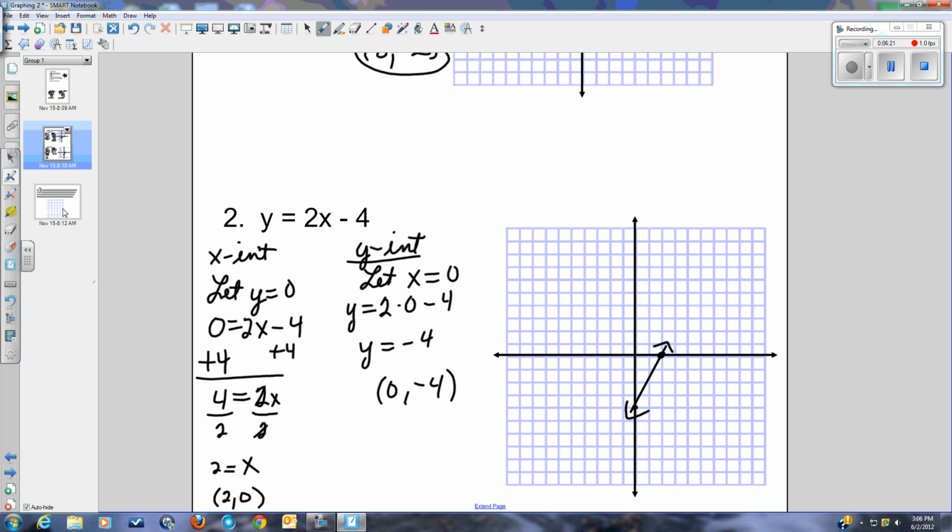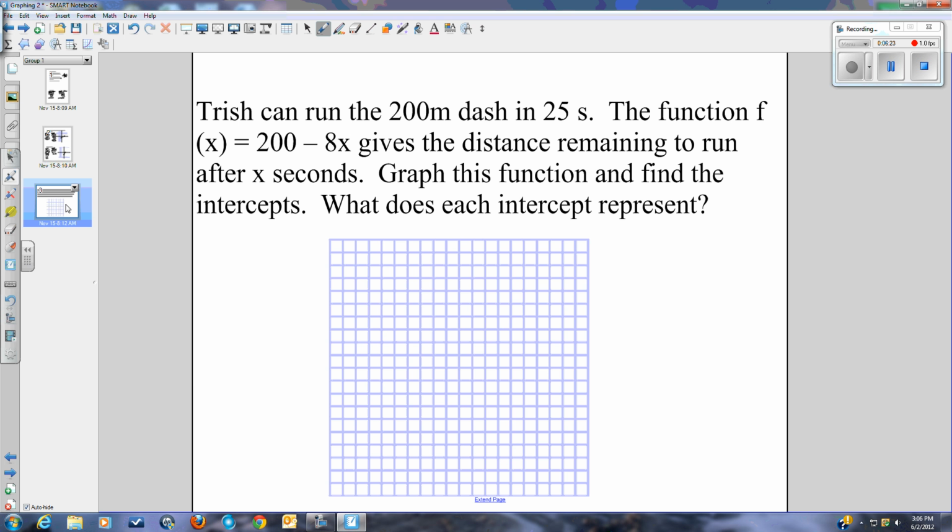Let's move on. It says Trish can run the 200-meter dash in 25 seconds. The function f of x equals 200 minus 8x gives the distance remaining to run after x seconds. Graph this function and find the intercepts. What does each intercept represent?